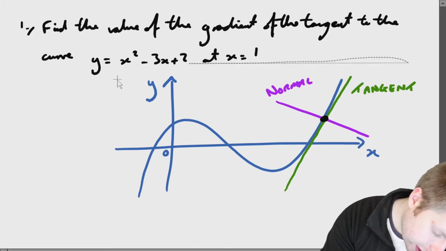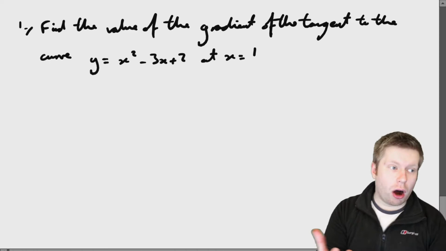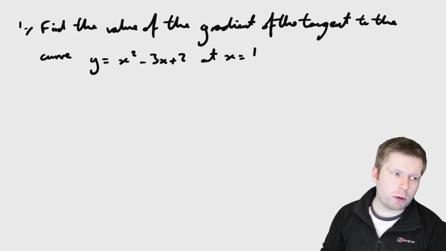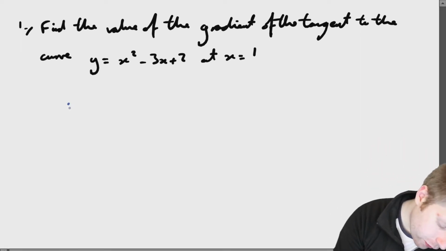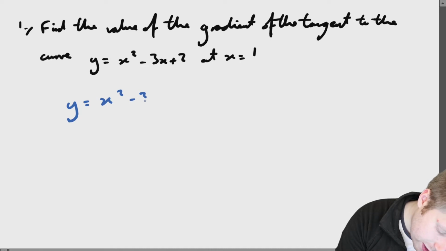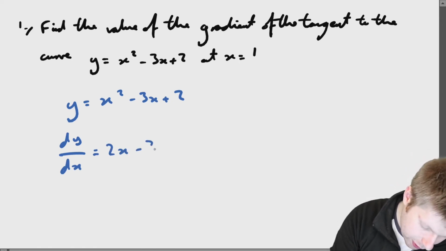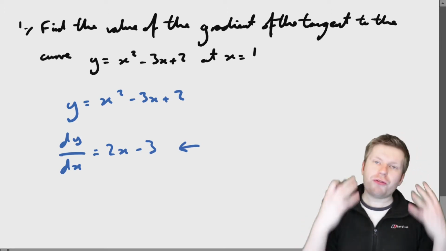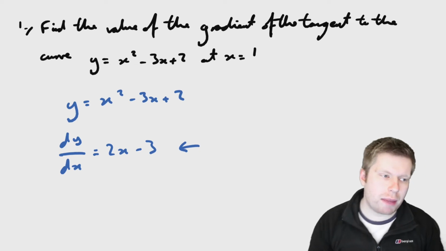So if I have a look at this question here, we've been asked to find the value of the gradient of the tangent to the curve y equals x squared minus 3x plus 2 at the point x equals 1. If I differentiate the curve y equals x squared minus 3x plus 2, just as we did in the last video, I get 2x minus 3. What this represents is a function.